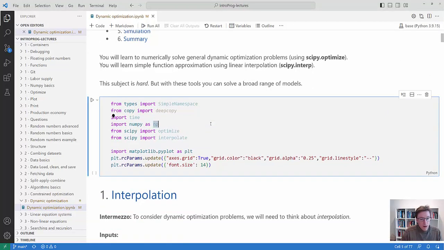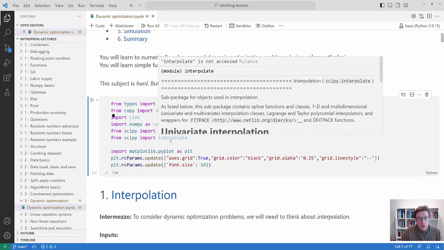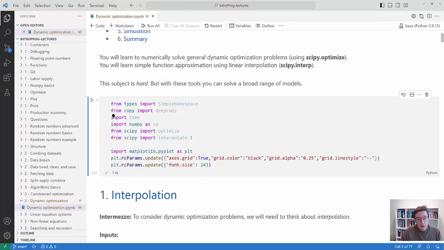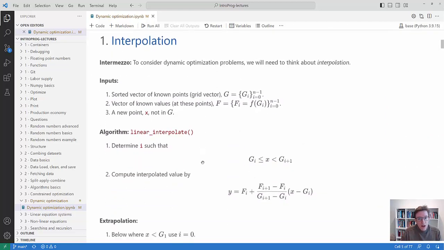So I'm importing mostly standard stuff, and then this interpolate sub-package from SciPy as well. But first, let's talk about interpolation.